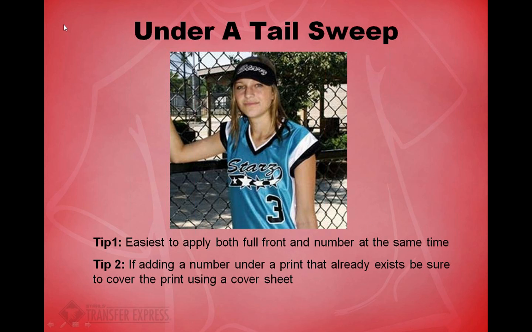Now here's another thing that you'll see from time to time. Again, this isn't necessarily common, and it's going to depend on league to league and team to team, but there are times when people will ask you to put numbers under a tail sweep. Now, in the example you're looking at here, we've got a tail sweep. The team name is Stars, and you'll see the girl in the picture here, her number is 3. What we've done is we've put the number under the tail sweep. So we've sort of gone, as you're looking at it, all the way to the right and used the right side of the tail sweep as a point of reference for where to put that number.